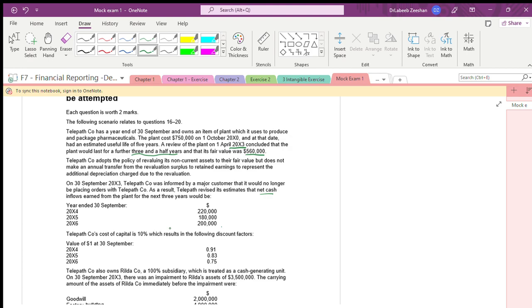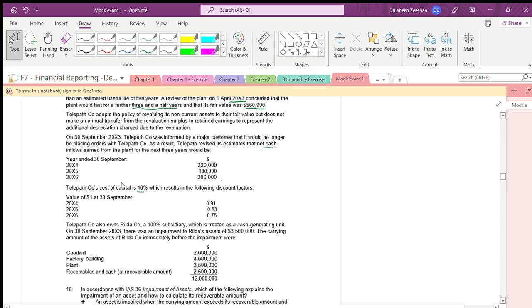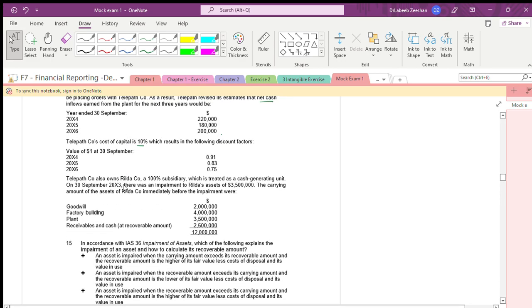Telepath's cost of capital is how much? 10%. Definitely, they have given you the discount rates. Okay. Telepath owns Rilda of... Now you see the thing, they have mixed the two questions.